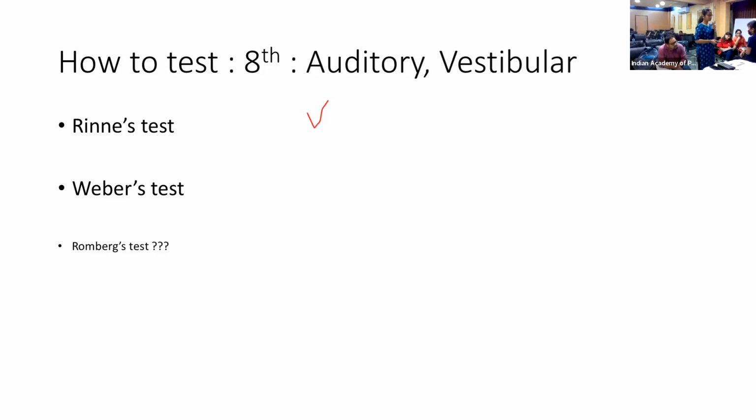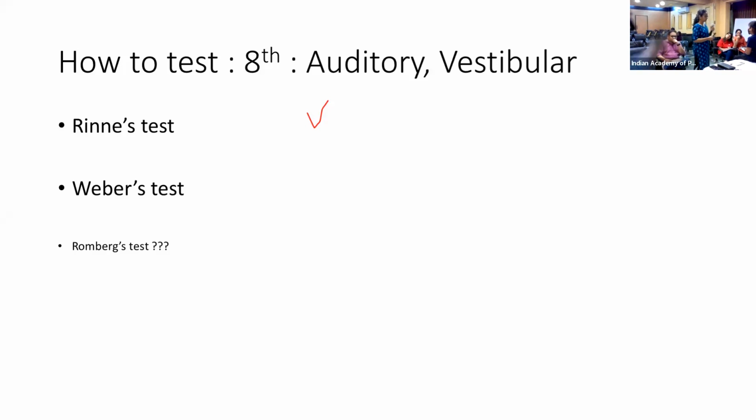In Weber's test, after hitting the tuning fork, we place it in the midline, usually on the forehead, and we ask her if she can preferentially hear it on one side, if there is lateralization. Which side do you hear it in? So she will not tell you anything different, because normally she will not have any preference to one side. Correct. It will be equally heard on both sides.